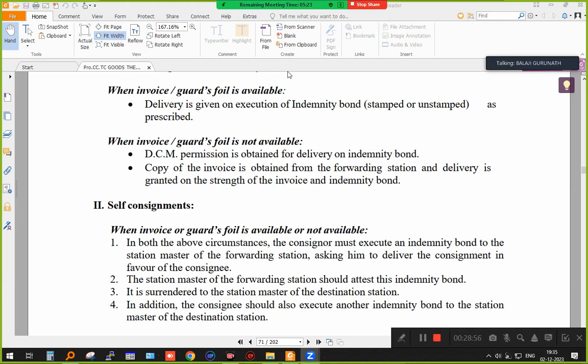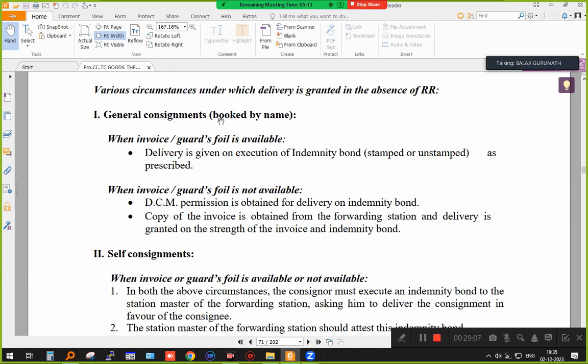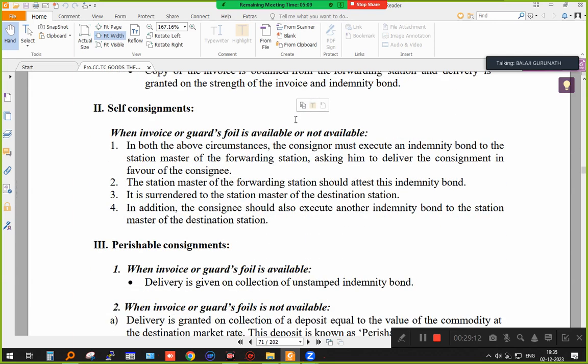Okay. So now we understand the difference. Now, when the invoice is not available, call for the invoice, take senior DCM permission, call for the invoice. Once the invoice is there, we switch to point number 1 and we can give delivery. When the consignment is booked by name, now we are coming to our major question, self consignments.